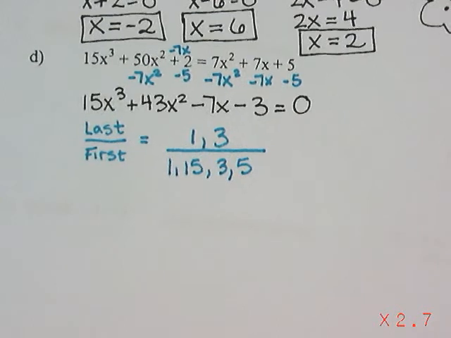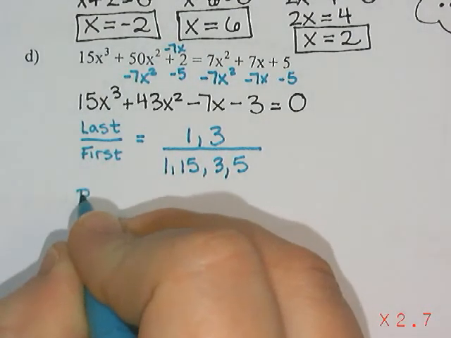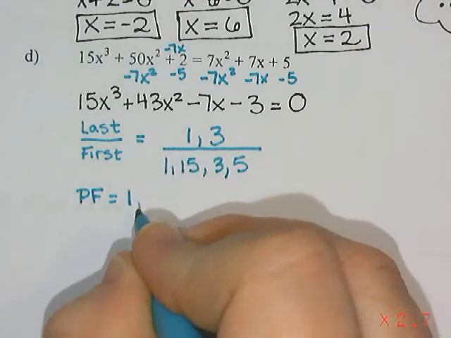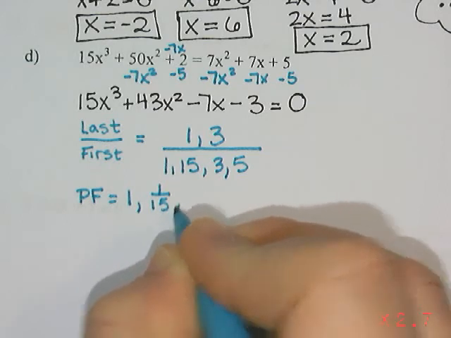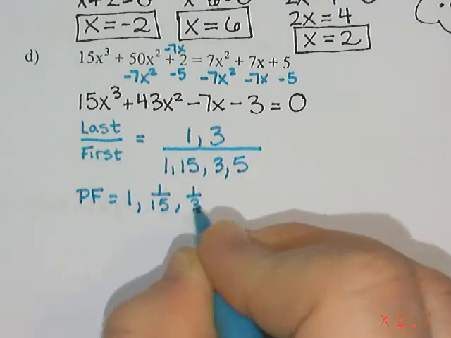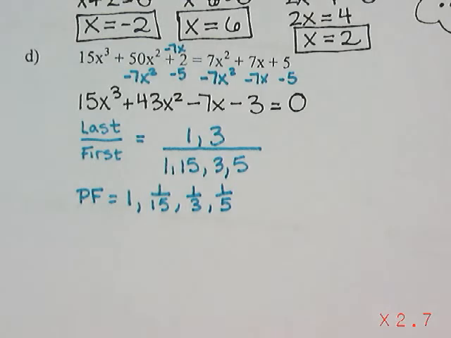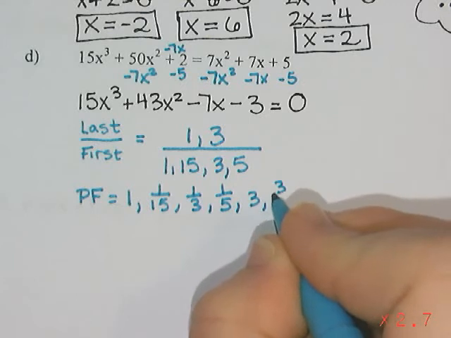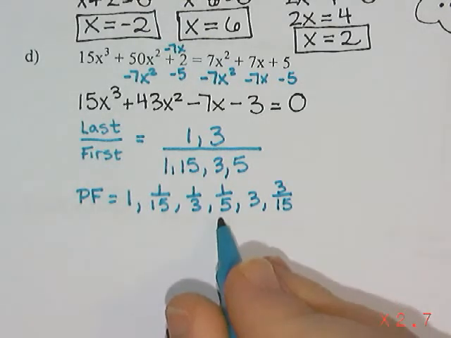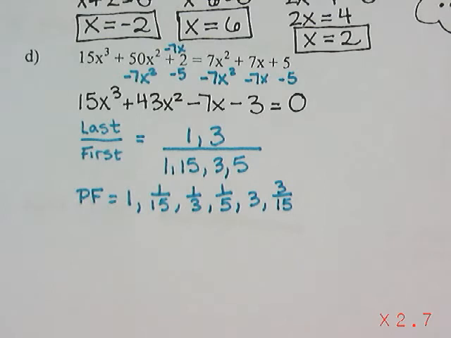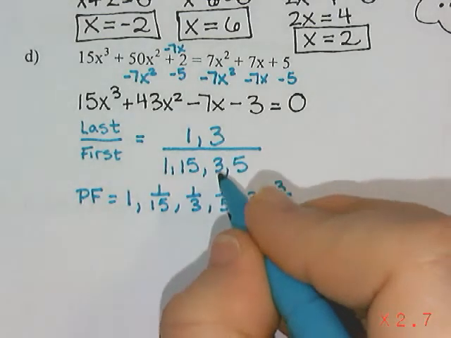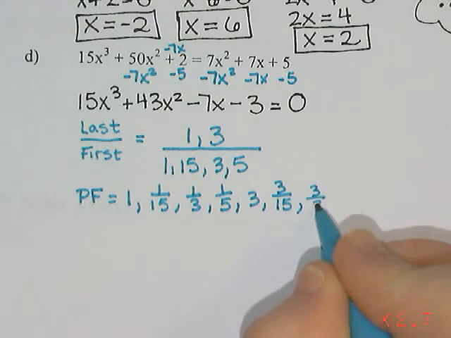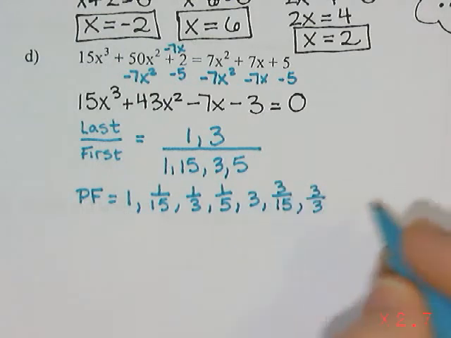So my possible factors that I want to check are going to be 1 divided by 1, which is 1, 1 divided by 15, which is 1 over 15, 1 divided by 3, and 1 divided by 5. And then I do the same thing with 3, so 3 divided by 1 is 3, 3 divided by 15. Now that actually reduces to 1/5, so you don't have to include it, but if you want to include it, you can. 3 divided by 3 is 1, so you could write 3 divided by 3, but you don't need to because it is technically already on the list, and then 3 divided by 5.